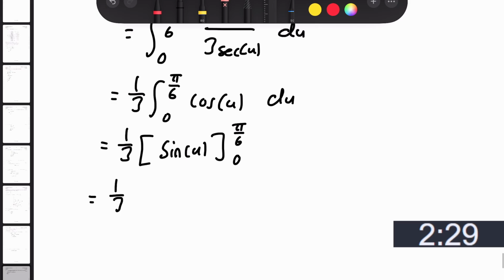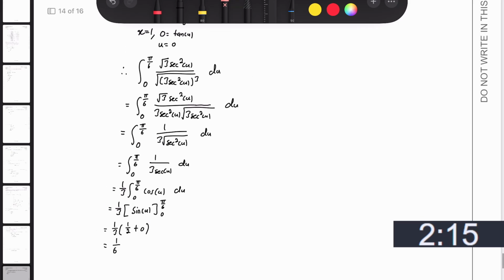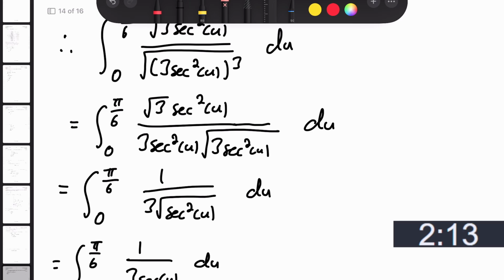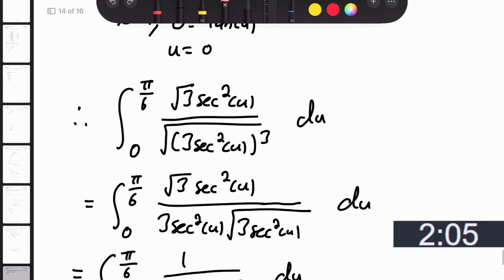So it's a third of sine of pi on 6, which is a half, minus sine of 0, which is 0. So this is 1 on 6. I believe so. That was quite a funky integral. I thought from here we might get a bit stuck, but I think we got it all correct.